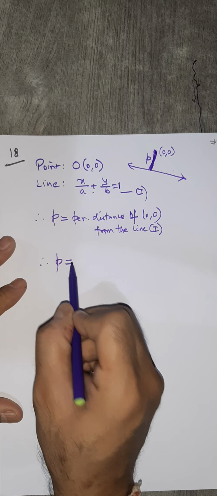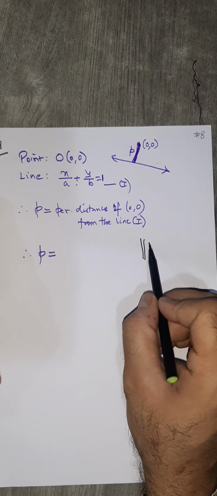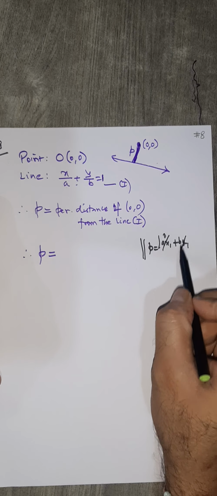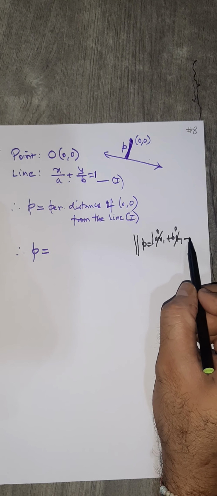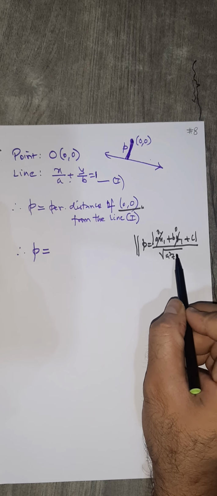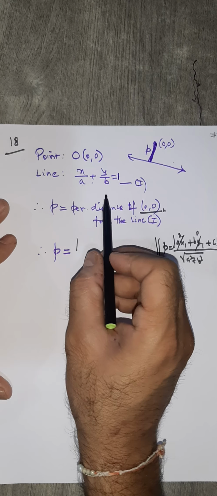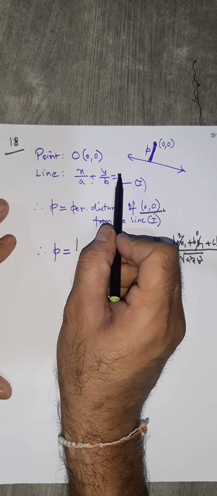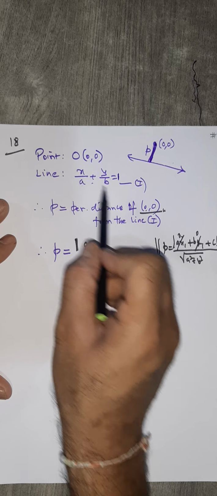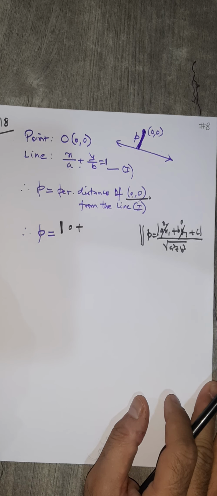So small p equals which formula? Modulus of a x1 plus b y1 plus c, but here x1 will be 0 and y1 is also 0, because specially you are finding from the origin, upon root of a square plus b square. So directly you have modulus c. What will be modulus c? This is like ax plus by plus c, so it will be minus 1, taking this one on the left hand side.